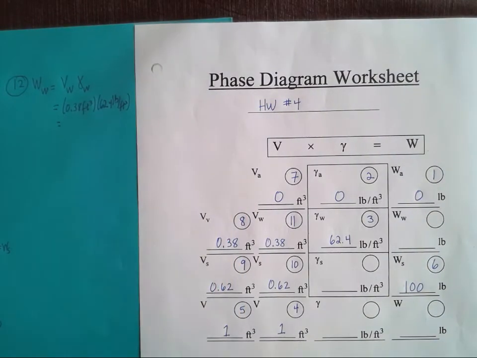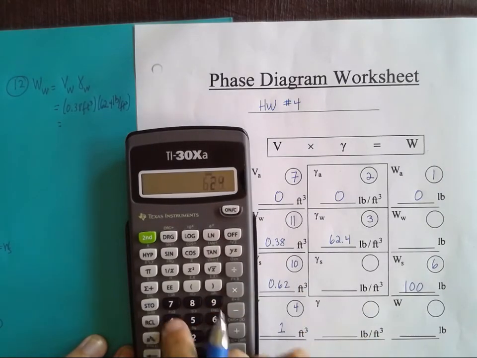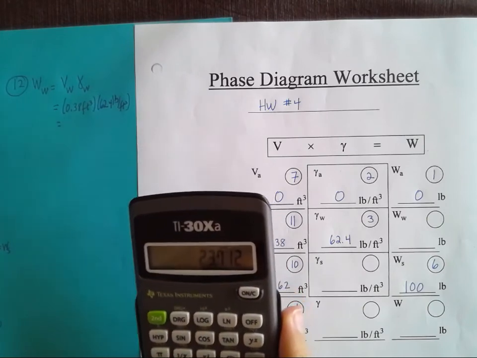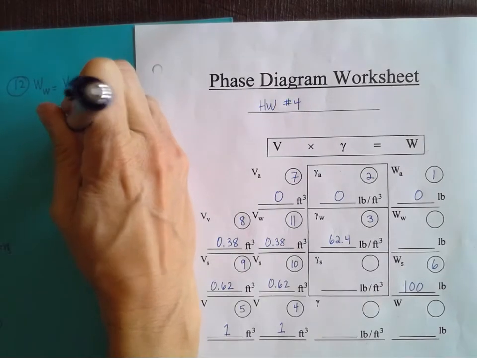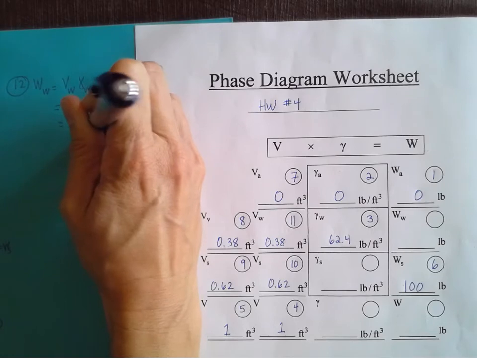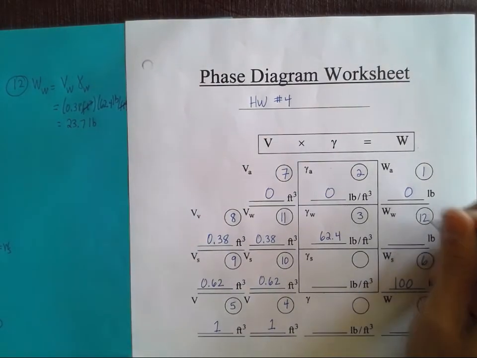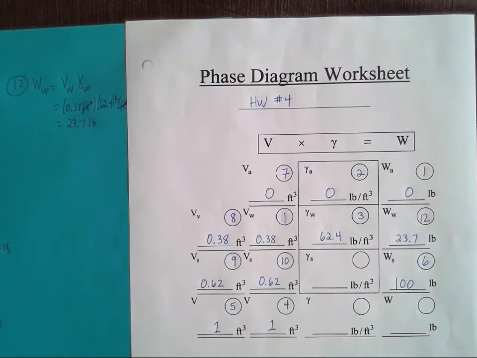And when I do that out, 0.38 times 62.4, I get 23.712, but remember we're just going to do one decimal place for weight. So just 23.7, and my feet cubed cancel, so I wind up with pounds. So I'll put that in here for number 12. It's 23.7.